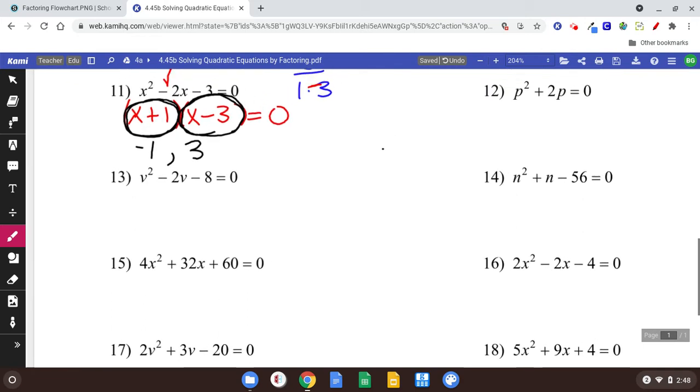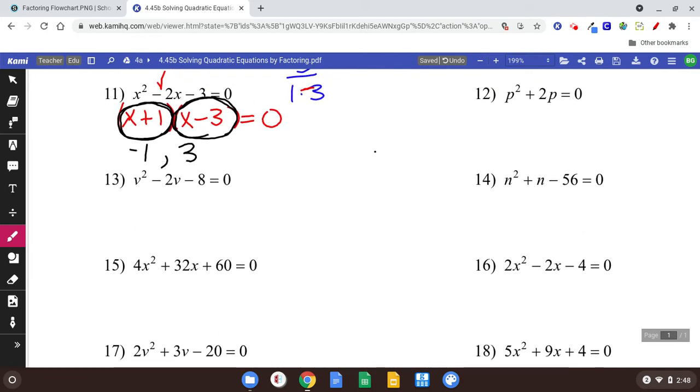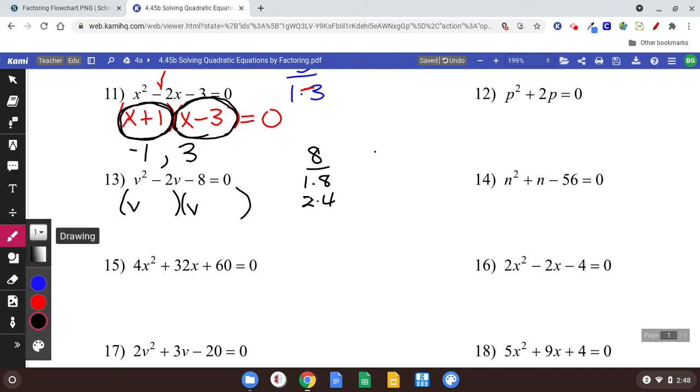Next problem you might recognize is another easy trinomial. It looks exactly like problem number 11. It's the same thing, so let's do it the same way. I want numbers that multiply to 8. Yes, I know technically it's -8, but we'll deal with that later. I'm going to have v and v. And I need two numbers that multiply to -8 and add to -2.